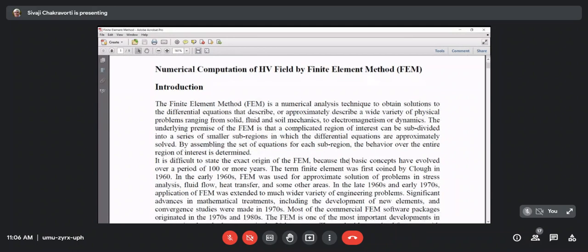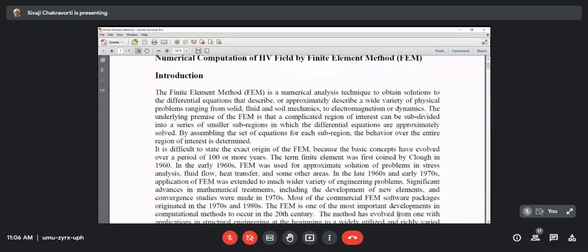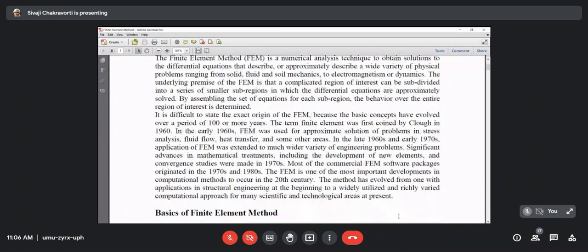This class is the computation of high voltage fields by finite element method. Now, the important thing is that this term finite element was first coined by a person called Clough in 1960. So you can see that science does not depend on whatever computer is there or not. Science goes in its own way. So people were working on it.